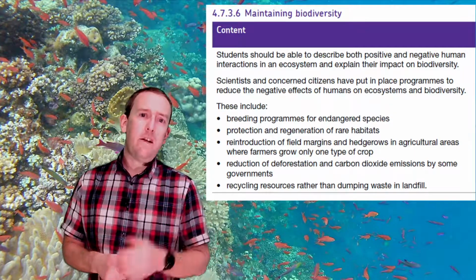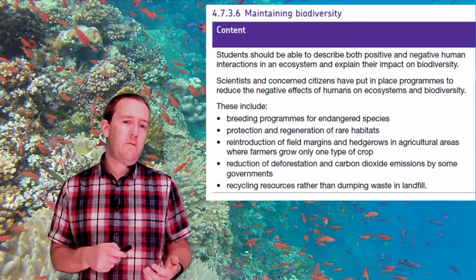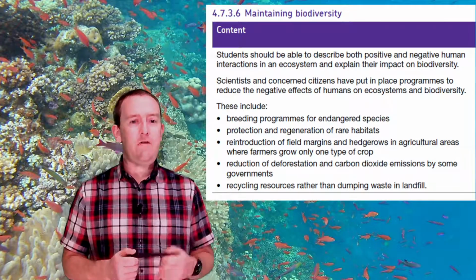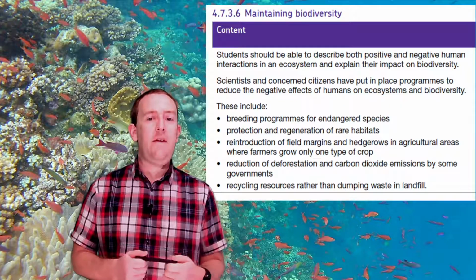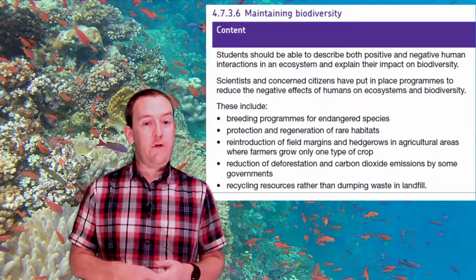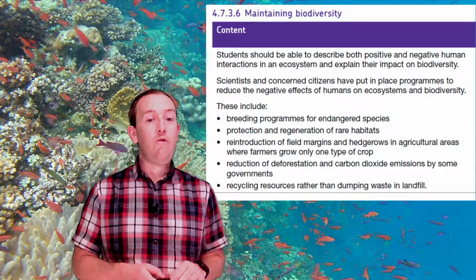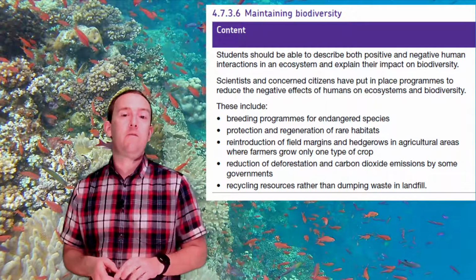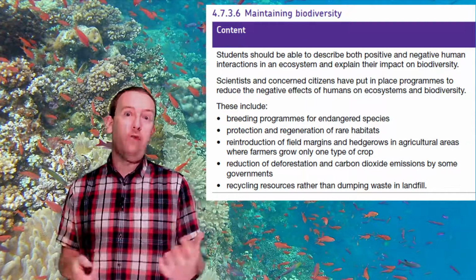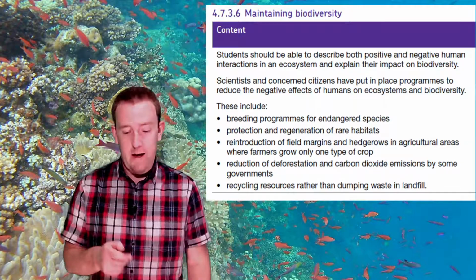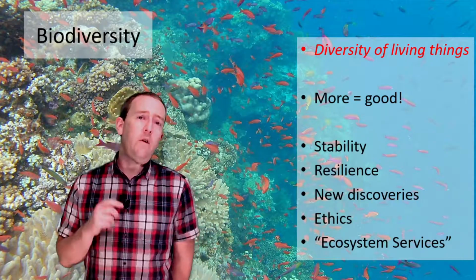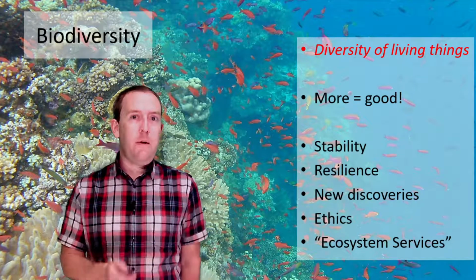So the maintaining biodiversity part of the syllabus looks like this. Students should be able to describe both the positive and negative interactions in an ecosystem and explain their impact on biodiversity. And students and concerned citizens have to put in place programs to reduce the negative effects of humans on ecosystems and biodiversity. That is basically conservation. And then we've got a bunch of examples there that we can go through shortly. So firstly, let's start with the definition. What do we mean by biodiversity?